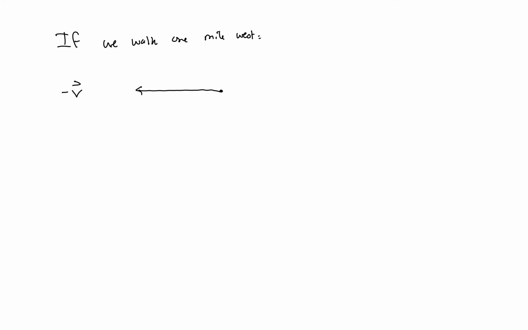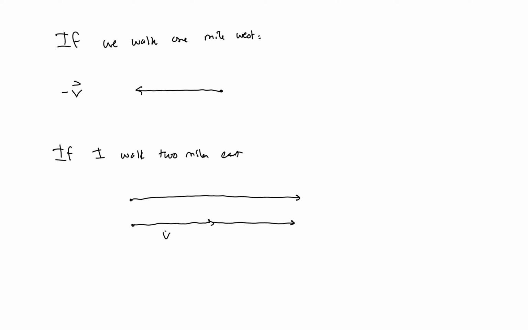And similarly, if I went 2 miles east, well, that would be in the same direction but longer. So I could think of this as the vector v, and then the vector v again. So we're going to call this vector 2v, because we've stretched the distance from 1 to 2. So we've basically scaled our vector by 2.